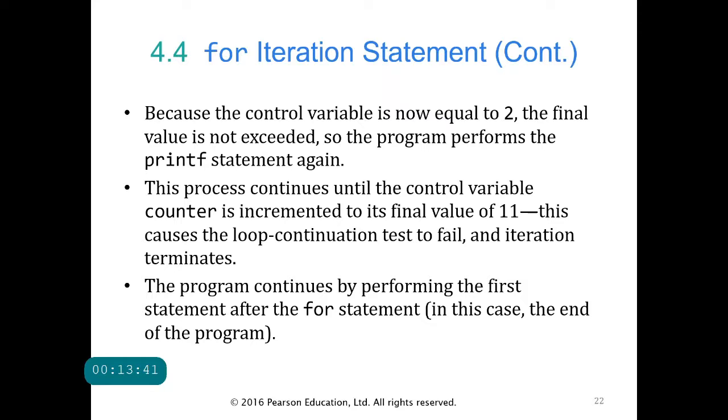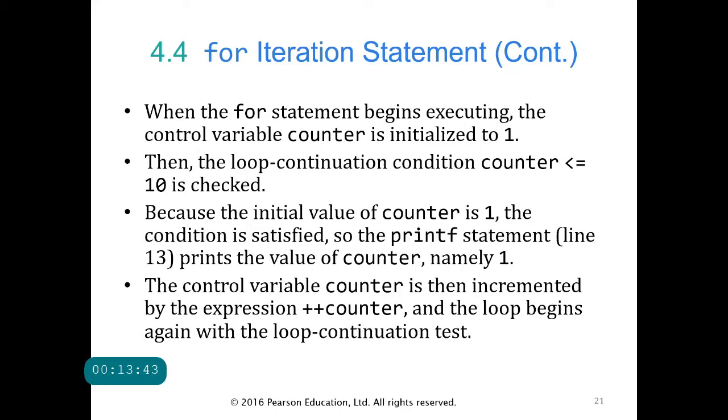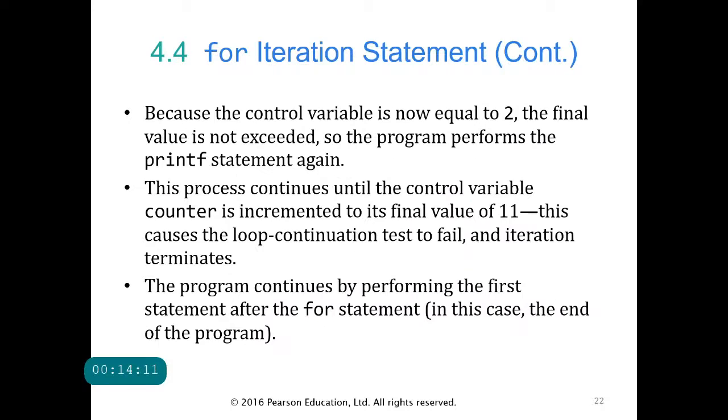Okay, so if we're looking at that previous program, we had our counter, which was initialized to 1, then we had a loop continuation condition. The condition was that we checked that the counter was less than or equal to 2. If it was, we printed the value of the counter, and then we increased the value of the counter by 1 after we had printed it.